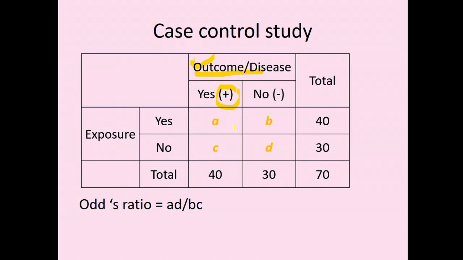So here we have named it as A, B, C, D. In case control study, we can calculate the exposure rates and the odds ratio. Odds ratio is the most important indicator for case control study. When it is equal to 1, there is no relationship between the exposure and the outcome. When the odds ratio is less than 1, the presence of exposure will prevent the outcome from happening.